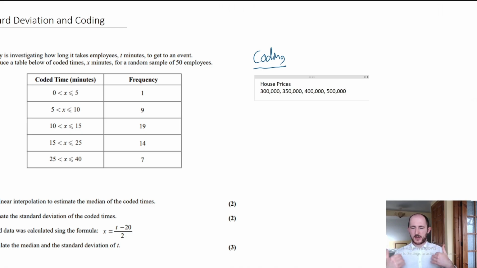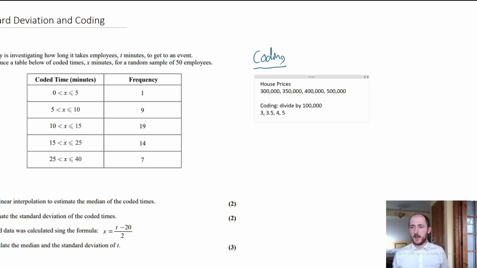Now imagine if you're actually calculating the median of those values. Well, that means you have to add up all of these numbers, and these numbers are quite big, right? 300,000 plus 350,000 plus 400,000 plus 500,000. What coding does is it allows us to simplify numbers. So for example, I might divide all of these numbers by 100,000. And now these new numbers are going to just be 3, 3.5, 4, and 5.